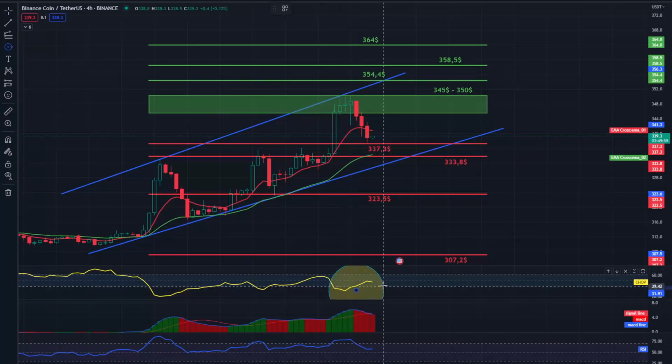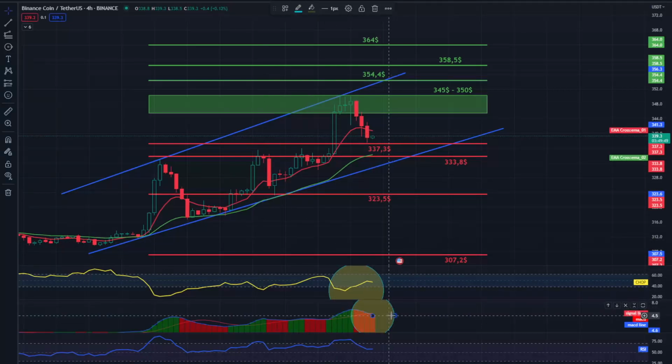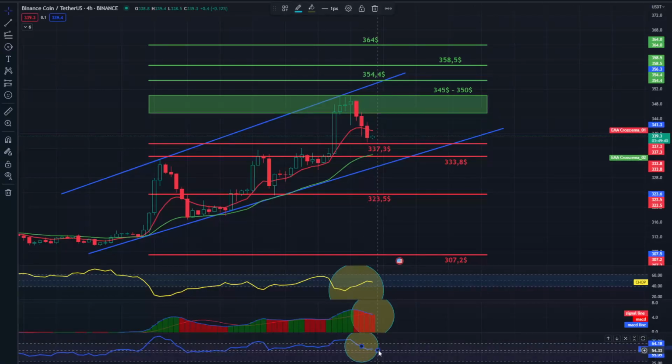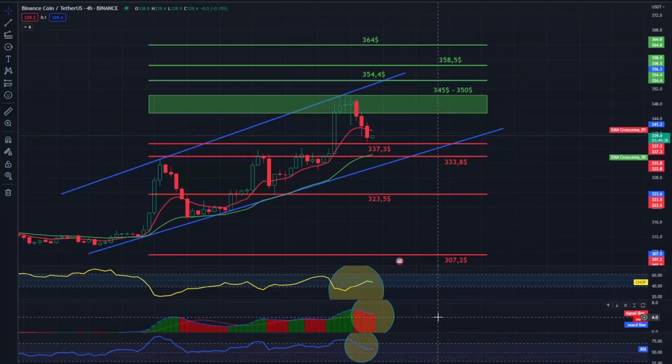The CHOP index indicates that the energy is slowly regaining strength. The MACD indicates a transition to a local downtrend. While the RSI indicates a rebound, but in this situation we are still in the upper part of the range.